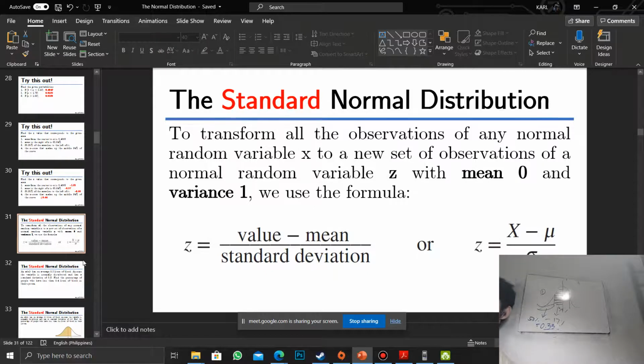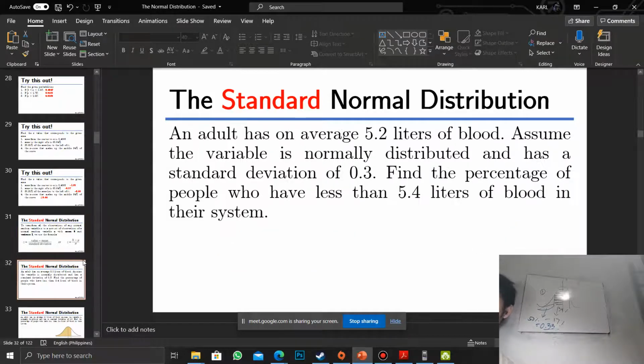To transform all the observations of any normal random variable x to a new set of observations of a normal random variable z with mean 0 and variance 1, we use this formula. Okay, bakit ganyan? Sige, look at this.